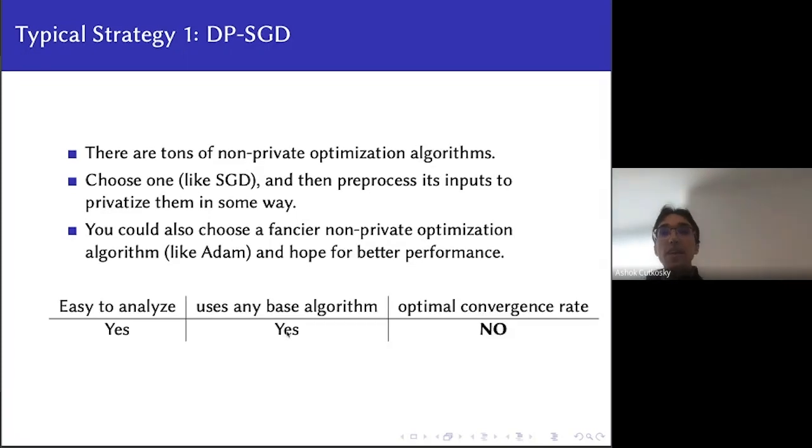So at the end of the day, this DP-SGD procedure is actually fairly straightforward to analyze, I would say. And it uses any base algorithm. So you can swap out SGD for Adagrad or Adam or AMSGrad or whatever you like. And the whole procedure still works well. Unfortunately, though, it doesn't get the optimal convergence rate usually. So you may be able to say in some particular nice settings it might do well, but in general, you can't really show that this is going to have the correct convergence rate. And that's kind of disappointing, right? As a theorist, you might say that's a no-go. I have to get the right rate.